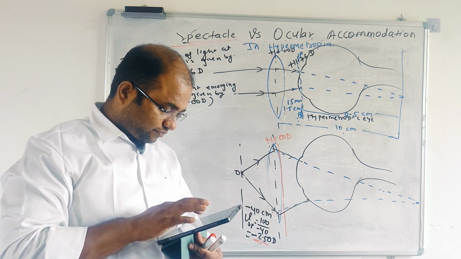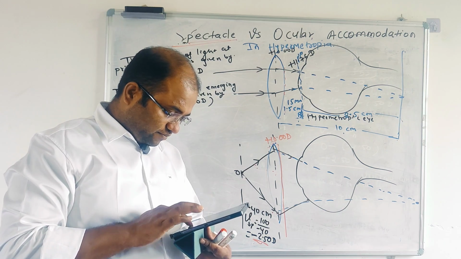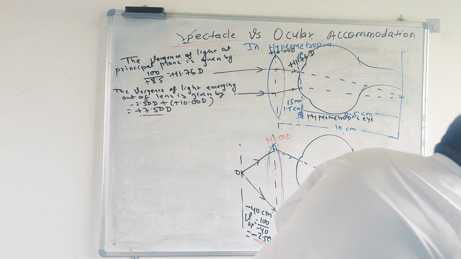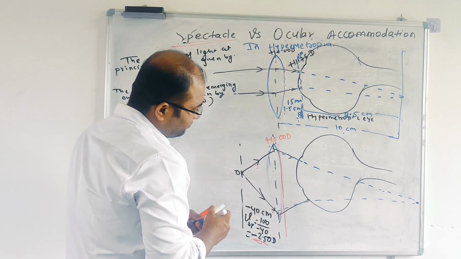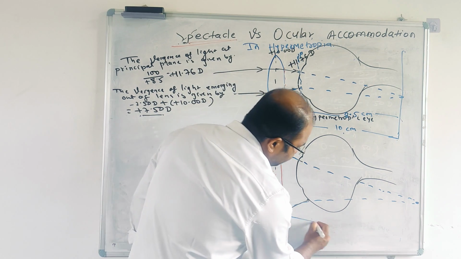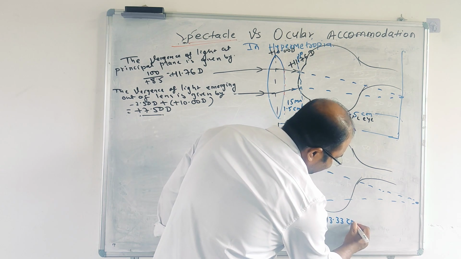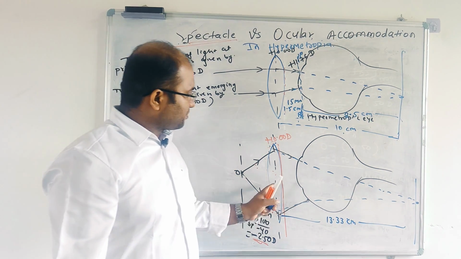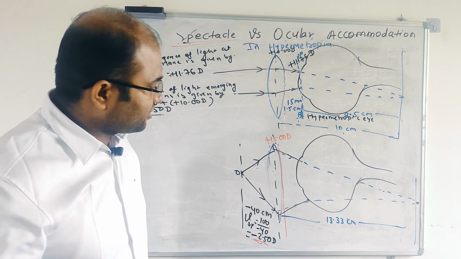100 by 7.5, it is 13.33. So this now will be the distance from the spectacle plane, or from the lens, till the image plane. It will be 13.33, sorry, centimeter. So from the spectacle plane to the image plane, the total distance is 13.33 centimeter.